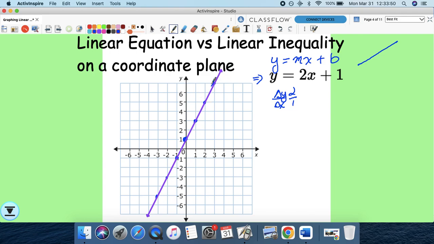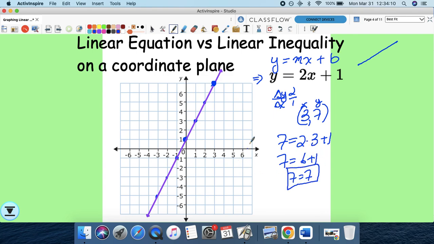So let me just pick a random point. Pick this point right here, which is (3, 7). So if I plug in an x value of 3 and a y value of 7 in this equation, will it make it true? Well, let's check. 7 equals 2 times 3, which is 6, plus 1, and you notice that it is true.